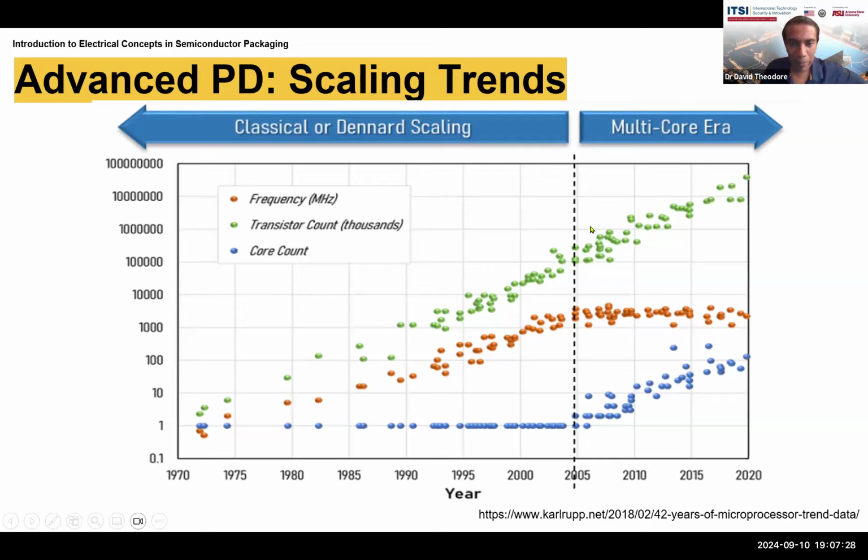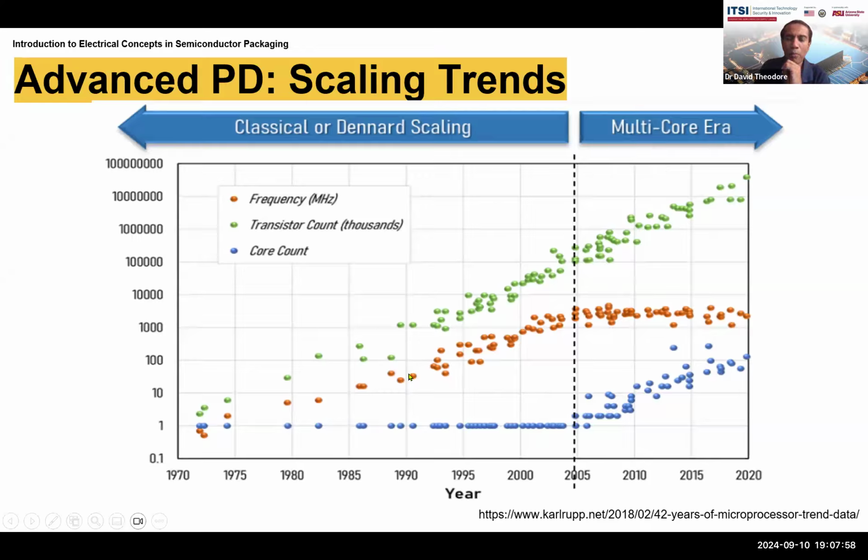So the green line here is looking at the transistor count, the total number of transistors in thousands. And you can see it's pretty linear on a logarithmic scale as a function of time. However, there are problems with putting more and more transistors onto a single chip, and also difficulty with putting that into a single processor. And that's why we have moved to multiple cores.